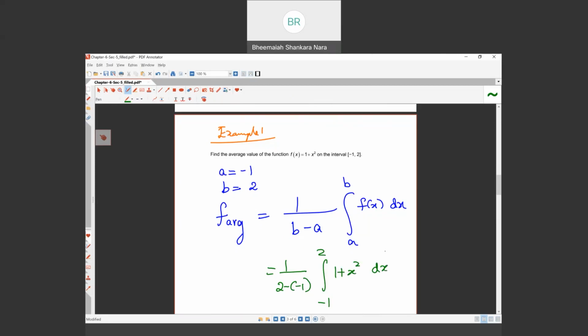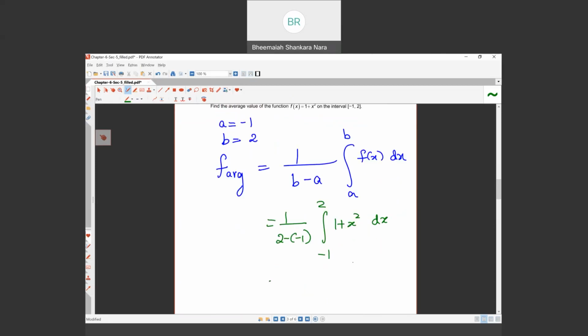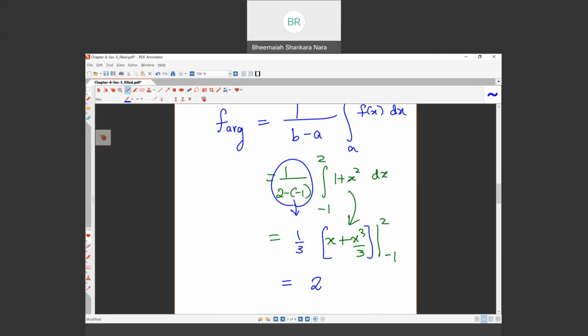Now let's integrate this. You have x plus x cubed divided by 3. This should be evaluated from -1 to 2, the lower limit and the upper limit. Now simplify this fraction outside this integration. All we have is 1 divided by 3. So evaluate this function from -1 to 2, simplify, and you will get the final answer as 2. So this is the way we calculate average value of any given function on the given interval.